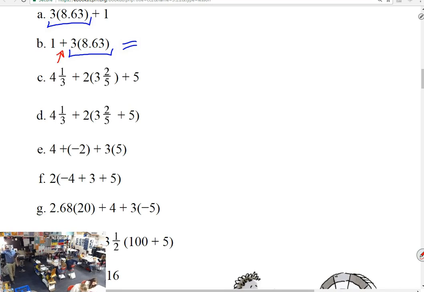If you did this addition first, you are not allowed to do that. We have 3 sets of 8.63 and an extra 1 that we get to add on after we multiply. So be careful. B is the exact same answer as A. C is tougher. I'm going to start working it up here with some help.